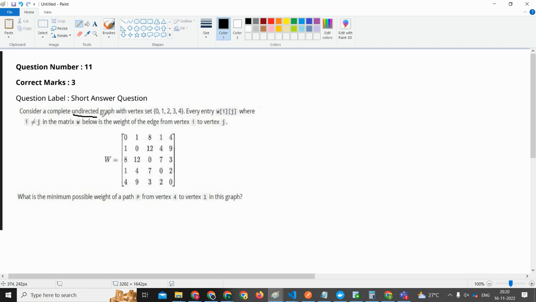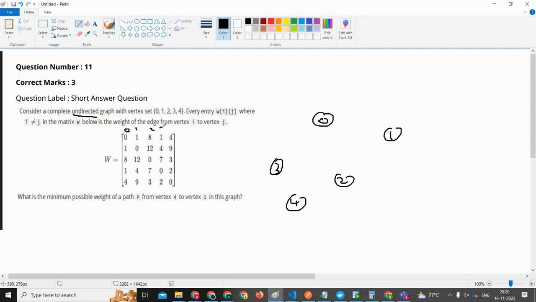See, this is an undirected graph and you are given the weights, right? First, you try to draw the graph. How many nodes are there? Tell me how many nodes are there? So 0, 1, 2, 3, 4. We have got it.